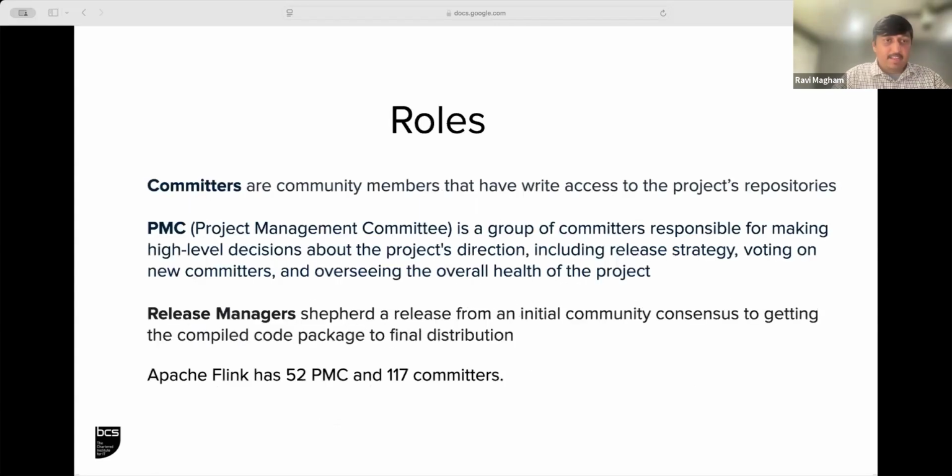And in this, the key roles that you see is like a committer role. Because these are open source projects, while anybody can contribute to them, it's just committers who have this ability to make merges to the code base. Developers could always raise pull requests, but it's actually the committers or a PMC member who can merge it. And PMC is a smaller group within committers who are responsible for making the high level decisions of the project. And you have these release managers who shepherd releases. Flink has 52 PMC members and 117 committers.